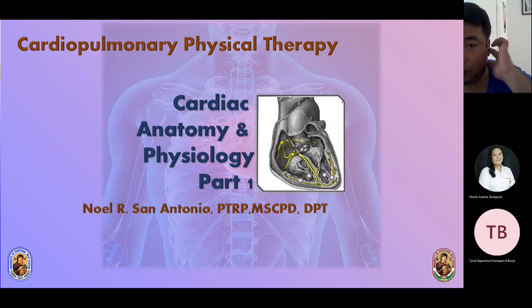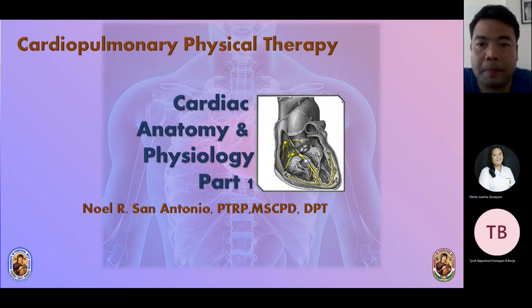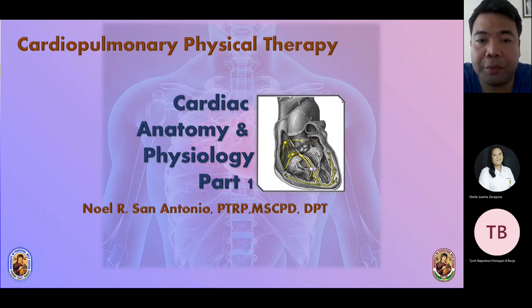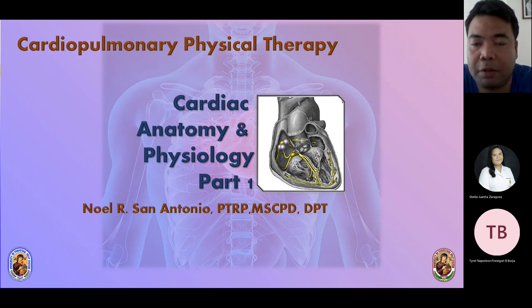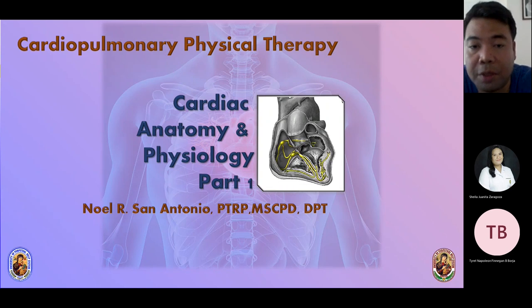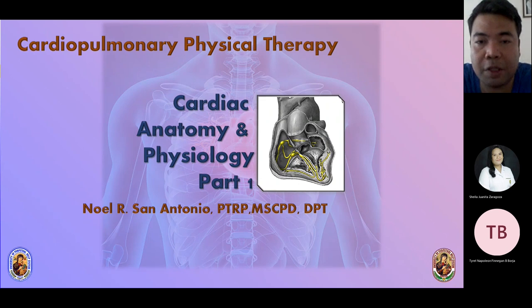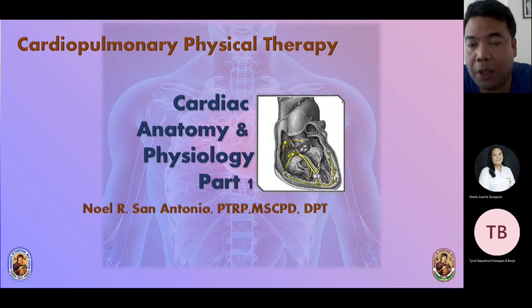Can you see it? Yes, sir. Okay, so for today, we will have yung munang first part, which is anatomy. I divided my slides in cardiac anatomy and physiology into two parts. So basically, since this is part one, we will focus more first on the anatomy of the heart.